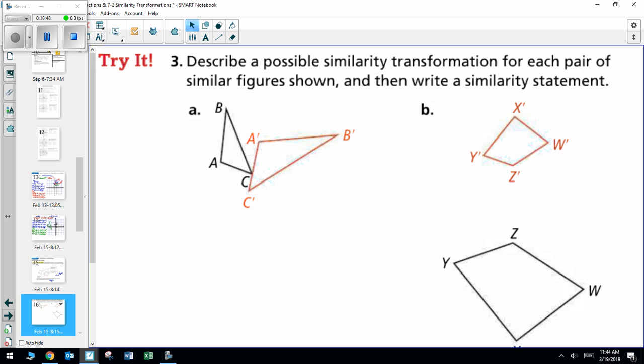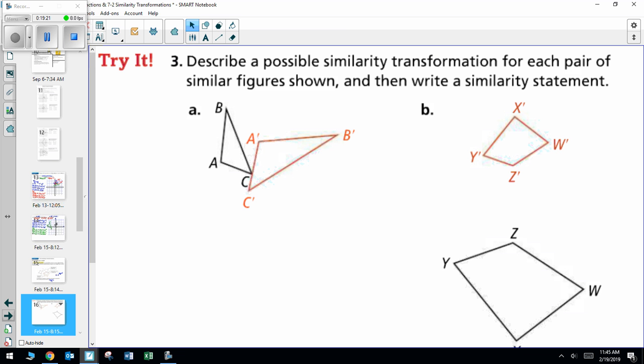Right. So, defining the similarity transformations, we want to describe a possible similarity transformation for each pair of figures shown and write a similarity statement. So, again, the possible similarity transformation can come from a combination of a reflection, translation, rotation, and dilation. Looking at these triangles on the left, how did I get the triangle on the left to become the triangle on the right? What had to have happened to it?